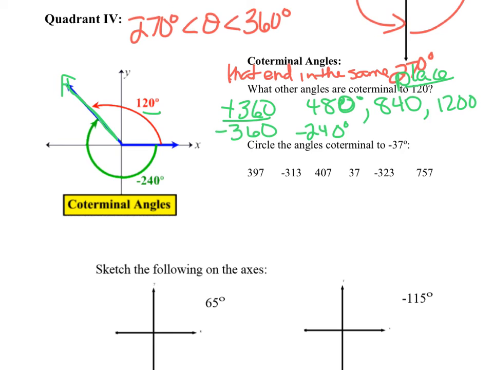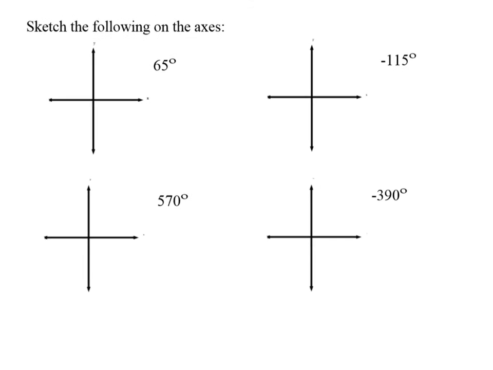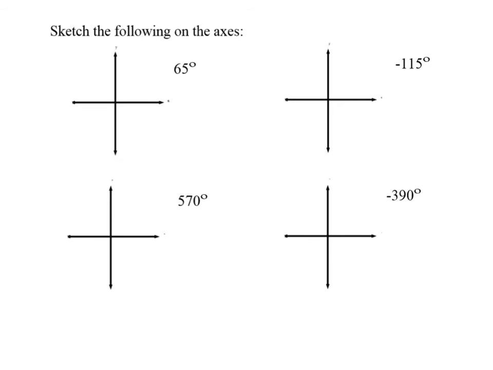And so I could take negative 240 and subtract 360 and get negative 600. These are all coterminal because they all end in the same exact spot. They all end right there. They're just going around in a circle a few times and ending there. So that's all that means. So if we want to sketch some angles, we take all those things into consideration when we sketch.